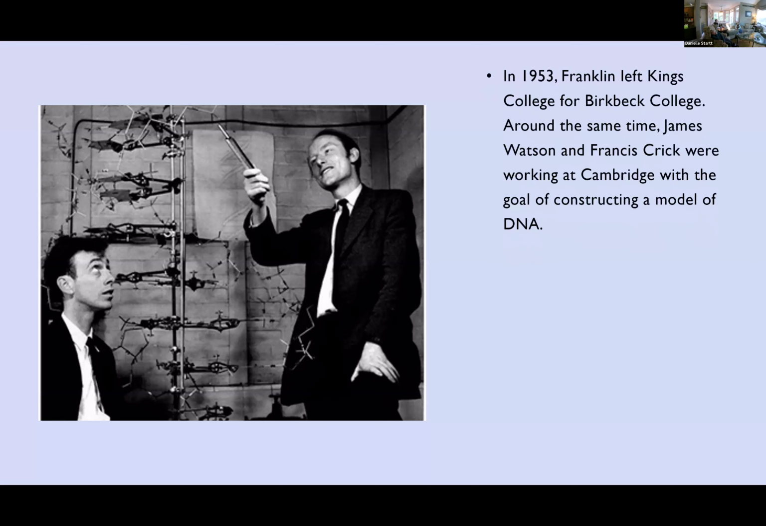So in 1953, then she left, right, and went to a place called Birkbeck College. But as she was headed out the door, these guys had been working at the same time as her when she was taking all those photos, and their names are Francis Crick and James Watson. And they were trying to determine the structure of DNA too, but they weren't doing it using photos.